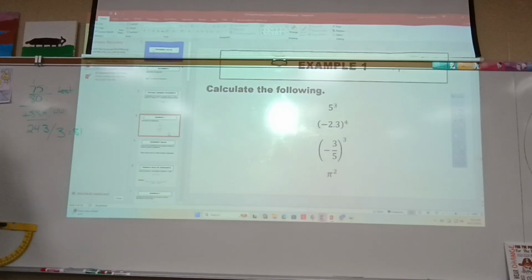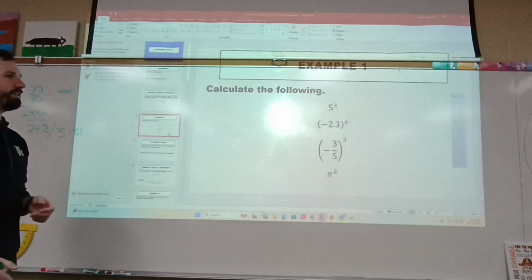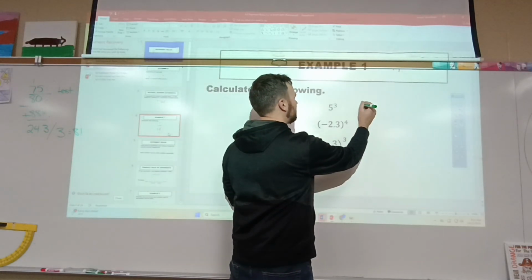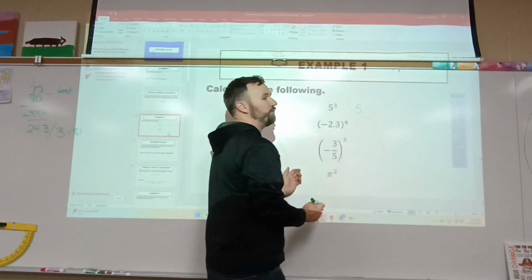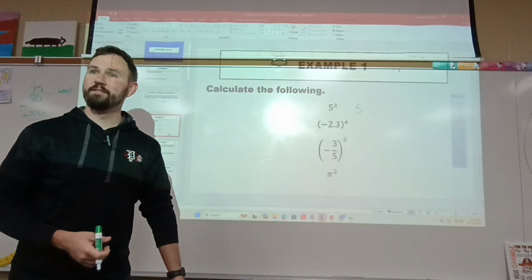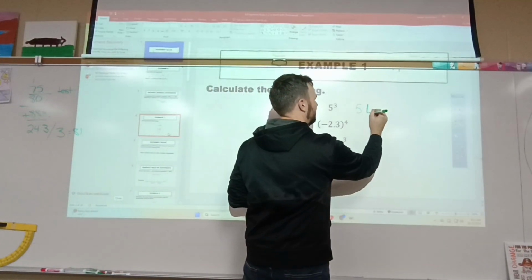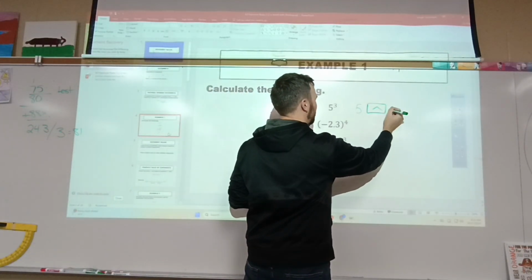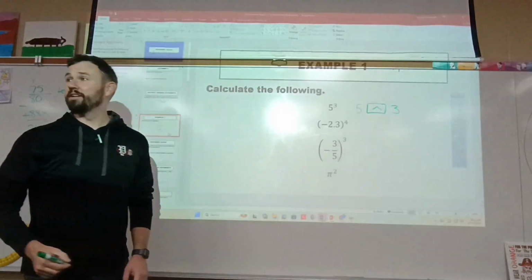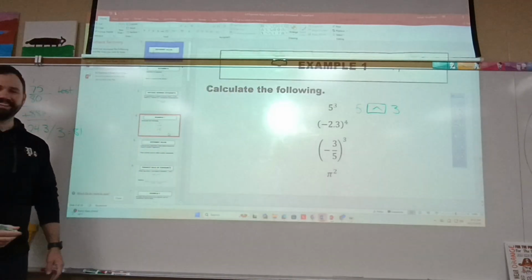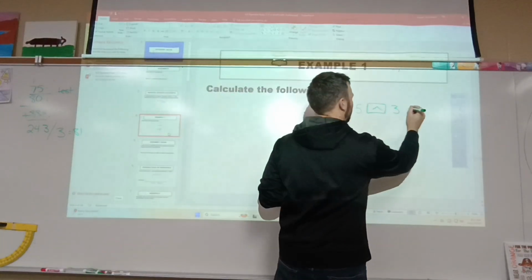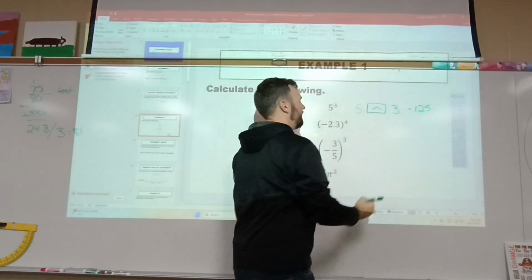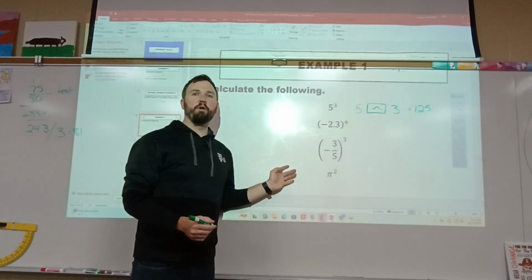All right. How do you calculate these on a calculator? Can you all do it? This is the first homework question you're going to see: calculate these using a calculator. The biggest thing is to make sure you know what button to use on your calculator. It's a caret. Why is it called a caret? I have no idea. That doesn't look like a caret. That's 125.